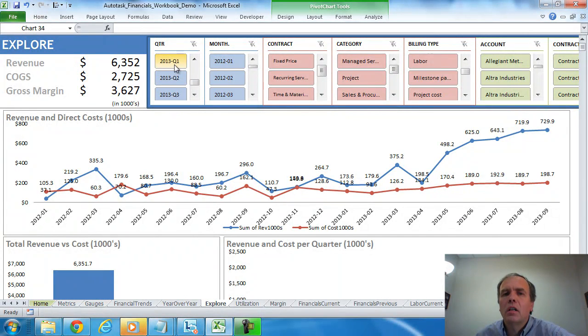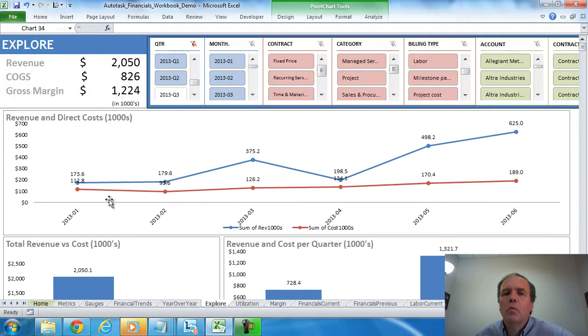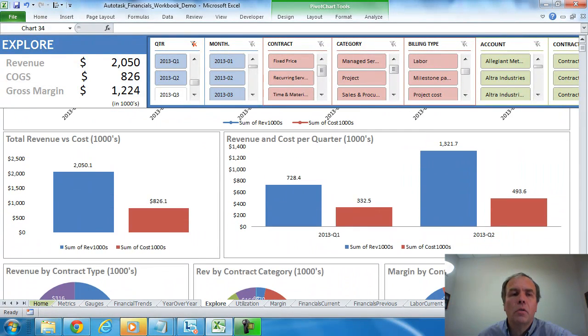So one of the things you can quickly do is highlight one month or several months that you want to see, and then you'll see the overall trending of revenue and the direct costs that were associated with that. Now these are all the time and all the costs that were associated with generating that revenue. So this doesn't include things like sales expense, but it includes the time that maybe your people spent keeping that recurring service contract going, and any direct costs that were associated to it.